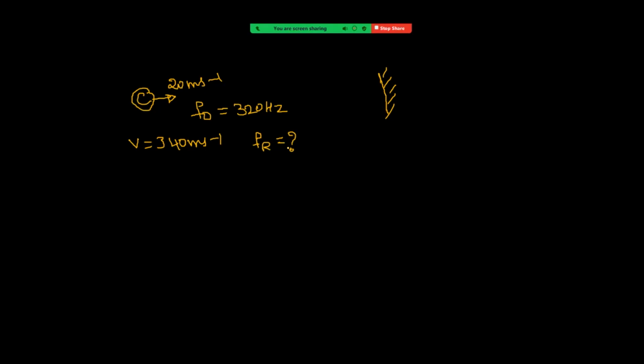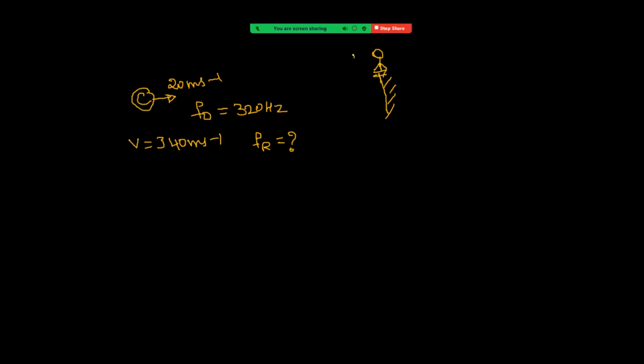So this is now the given data. The car is moving with a speed 20 meter per second. Frequency of the car horn 320 Hz. Velocity of sound in air 340 meter per second. We have to find the frequency of the reflected wave as observed by the car driver. See, coming to here, we are taking this problem as two parts, or two steps. Step one, you just imagine there is a person on the wall.